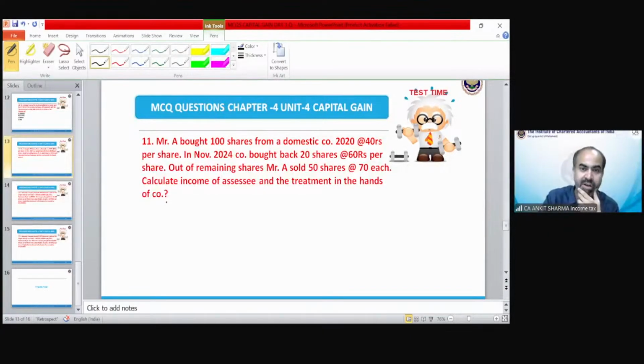Mr. A bought 100 shares from a domestic company in 2020 for 40 rupees per share. In November 2024, the company bought back 20 shares at the rate of 60 rupees per share. Out of the remaining shares, Mr. A sold 50 shares at the rate of 70 each. So you have to tell what should be the treatment in the hands of Mr. A and what should be the treatment in the hands of the company.